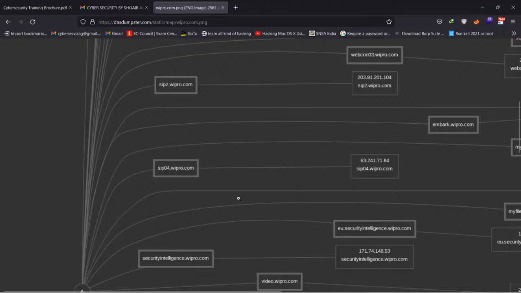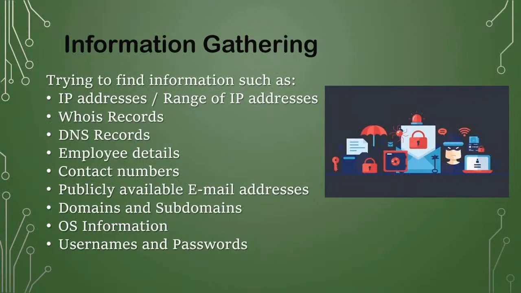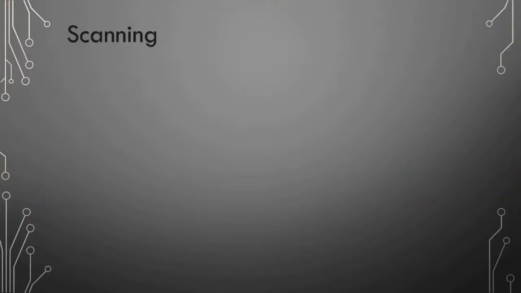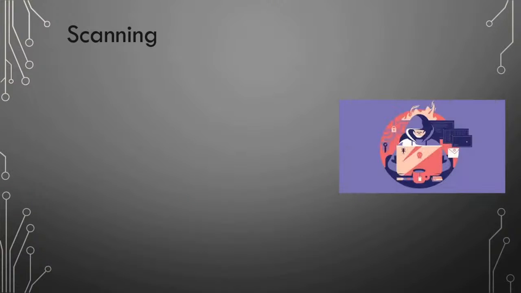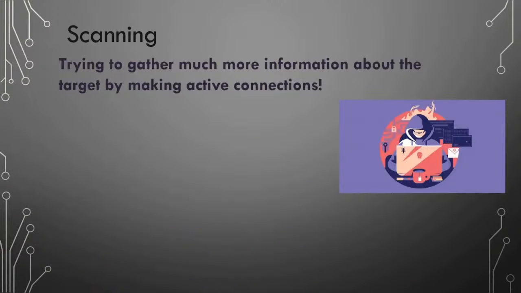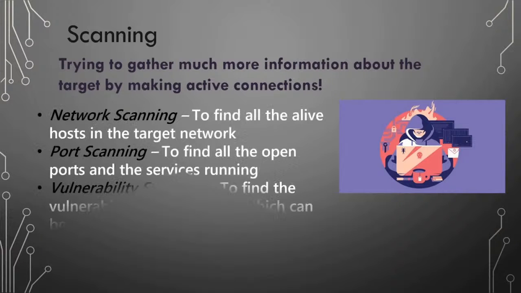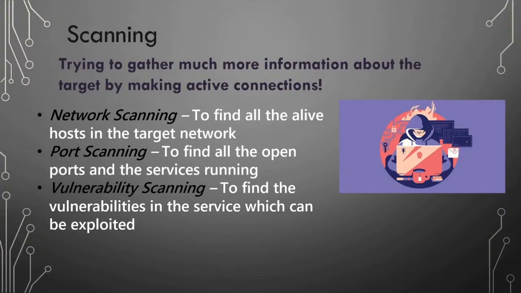Okay, so now next comes the scanning phase. After you gather information like this about a target organization, then we go with the scanning phase. Scanning is where we get some extra information by directly contacting the servers, to gather more information by making active connections with the direct target. So in this phase we'll be using 3 types of scanning: network scanning, port scanning, and vulnerability scanning. In network scanning, we try to figure out on the target network, on the target organization, what all devices are being used.